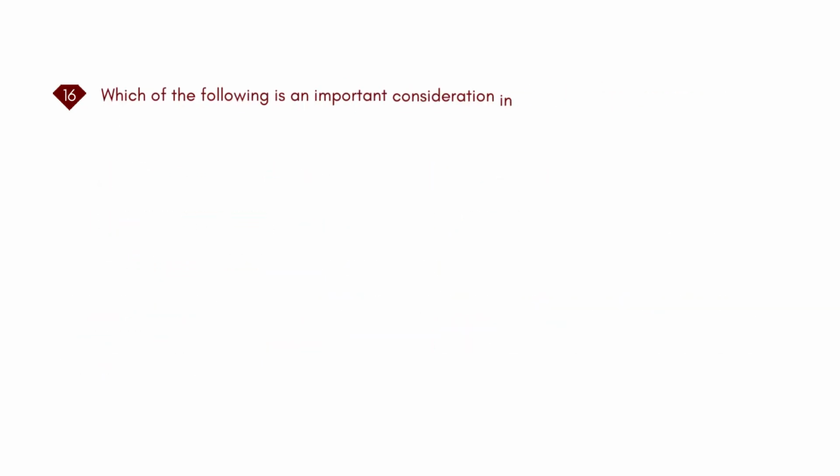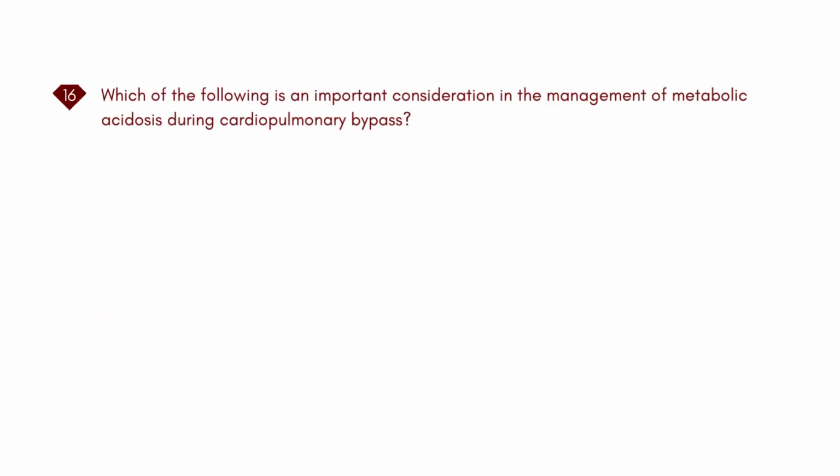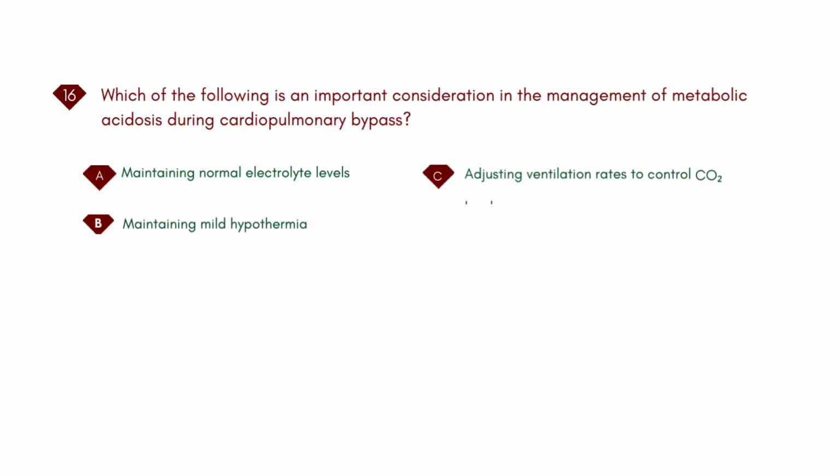Which of the following is an important consideration in the management of metabolic acidosis during cardiopulmonary bypass? A. Maintaining normal electrolyte levels. B. Maintaining mild hypothermia. C. Adjusting ventilation rates to control CO2 levels. D. All of the above. Answer: D. All of the above.